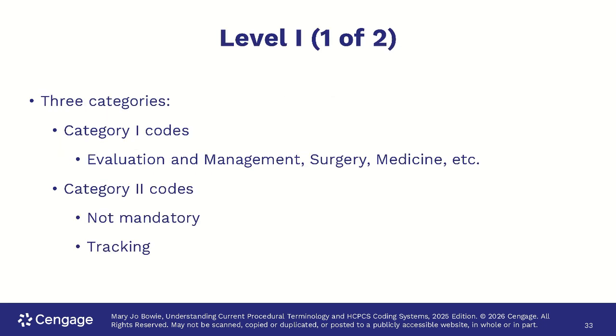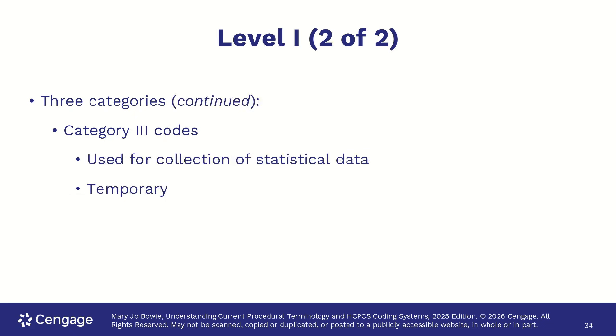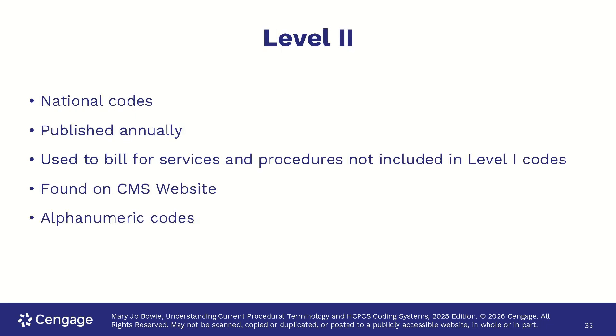HCPCS has two levels, and you already know this level, right? Level one is CPT, and CPT has those three categories: category one with the six sections, category two, which is for performance measurement tracking, and category three, which is emerging technology, latest and greatest. Those are also known as temporary codes. Why? They either become a category one code or they go bye bye. They sundown.